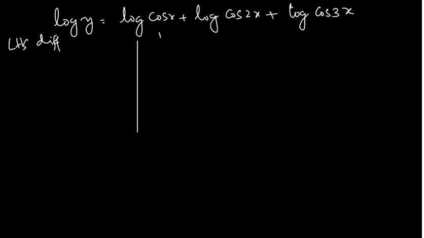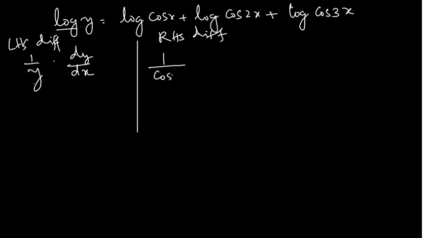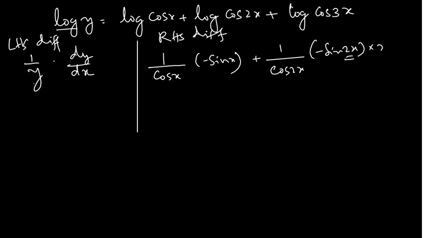And this is RHS differentiation. Whenever log is there, you'll get 1 by y, and differentiation of y is dy by dx. And here log cos x gives 1 by cos x, differentiation of cos x is minus sin x, plus 1 by cos 2x into minus sine 2x, but then 2x is there, so multiplied by 2, plus 1 by cos 3x into minus sine 3x into 3.